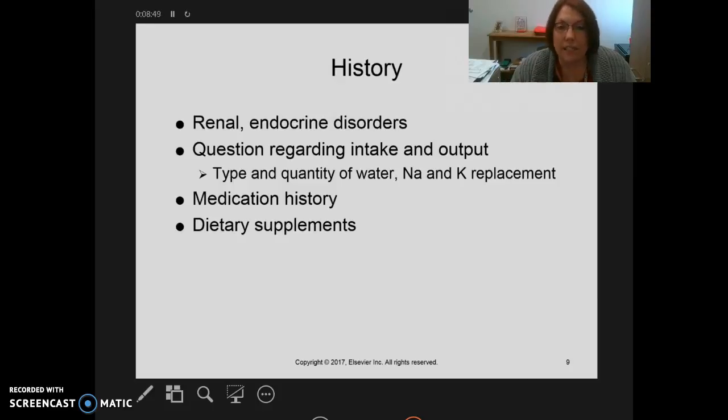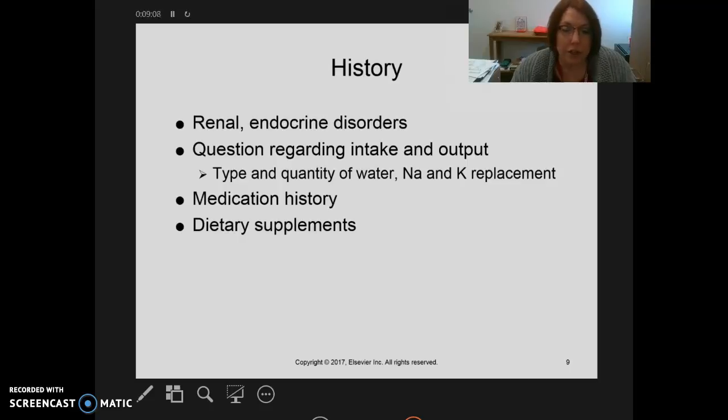We also need to question our patients regarding their intake and output. What is the type and quantity of water? If they're just drinking Pepsi or soda sometimes and not drinking free water or tap water, that may not be good. We also want to talk about their sodium and their potassium replacements. What are they taking? And then look at their medication history.